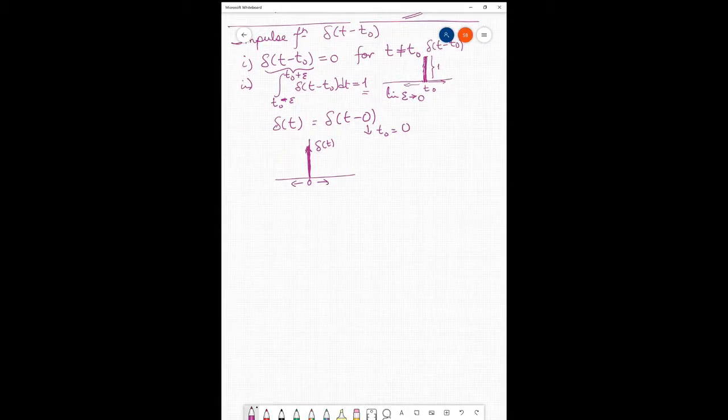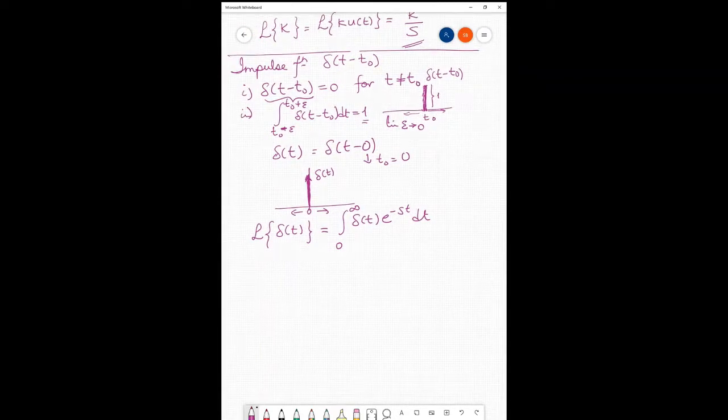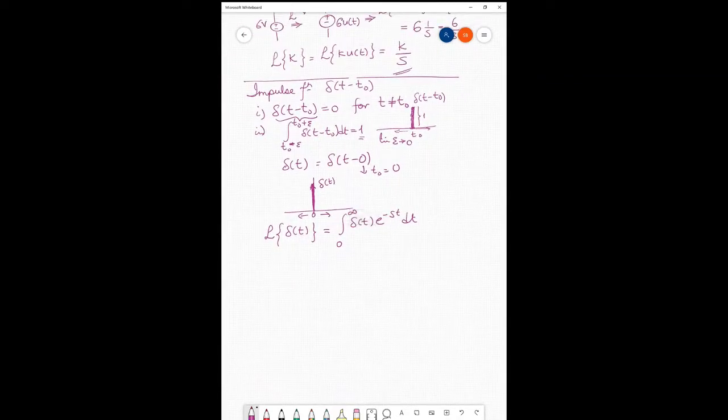So if I take the Laplace transform of a Dirac function, according to our definition, it will be the integral from 0 to infinity of Dirac at t times e raised to minus st dt. According to our definition for the Dirac function, we have said that a Dirac function is defined only at the t minus t naught value. In this case, t naught is equal to 0, right? Therefore, this Dirac function is nonzero only at t naught equal to 0.